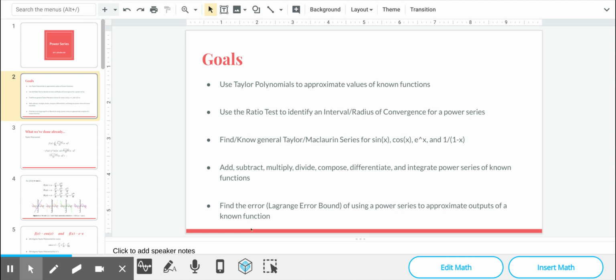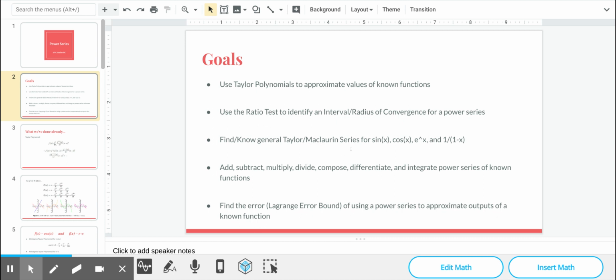All right. The next three, eventually, we'll get to these. So we'll eventually start talking about general Taylor and Maclaurin series. I'll get into what these are. We talked about Taylor polynomials for these four big functions. So eventually we're going to want to know the general Taylor series for sine x, cosine x, e to the x, and 1 over 1 minus x, right off the bat without having to construct them every time like we did before. We'll talk about what those look like. Eventually we'll be able to add, subtract, multiply, divide.